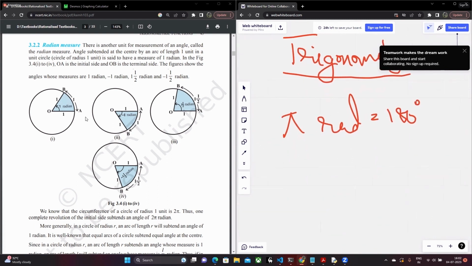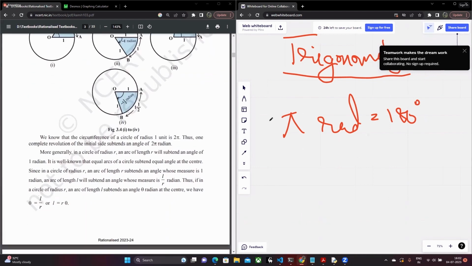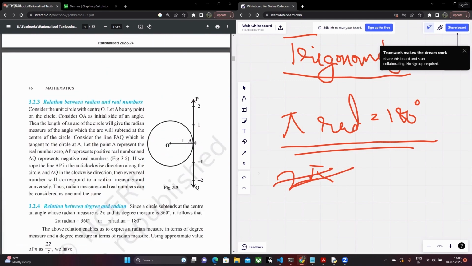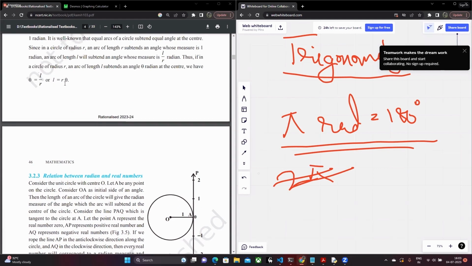Basically, one radian is the angle subtended by a unit arc length of a circle of unit radius. So pi radians is 180 degrees, because 2 pi radians is going to be the complete circumference, that is 360 degrees. This is going to be the conversion. And you have the formula that L is equal to R theta, where theta is the angle measured in radians.